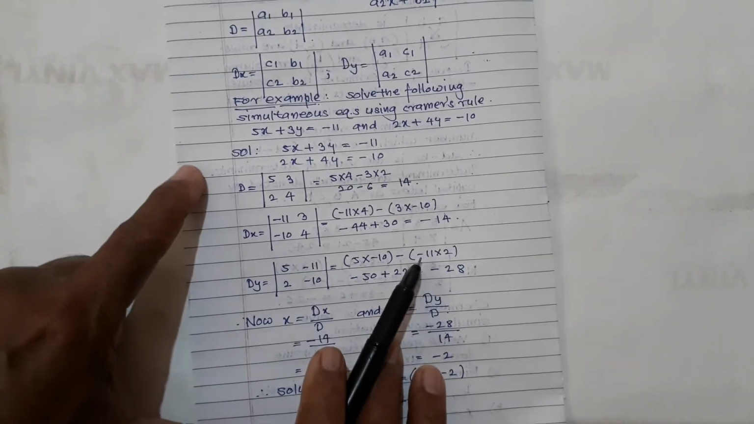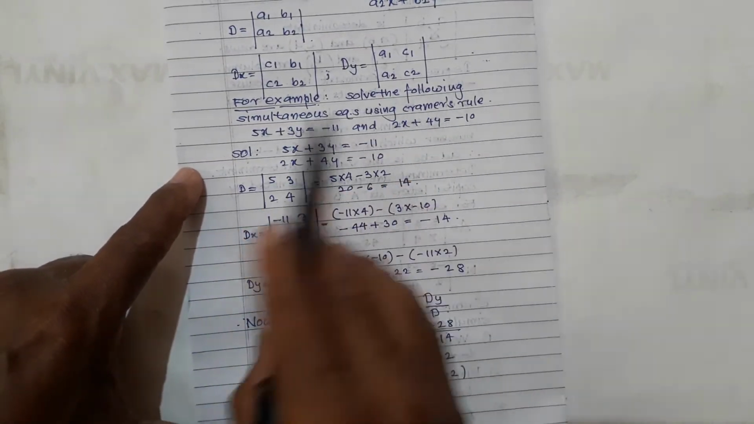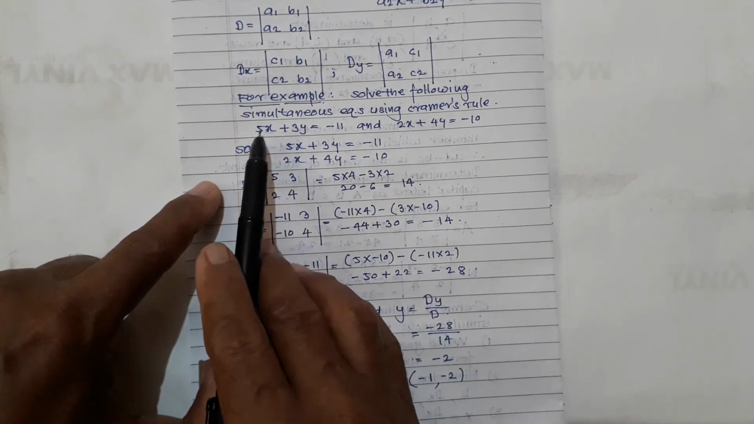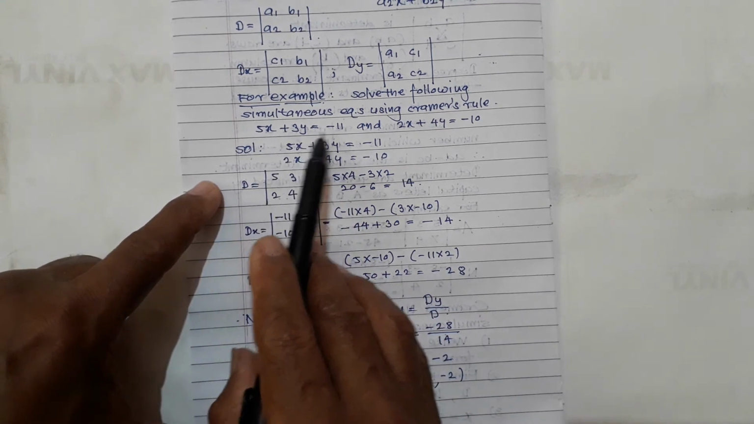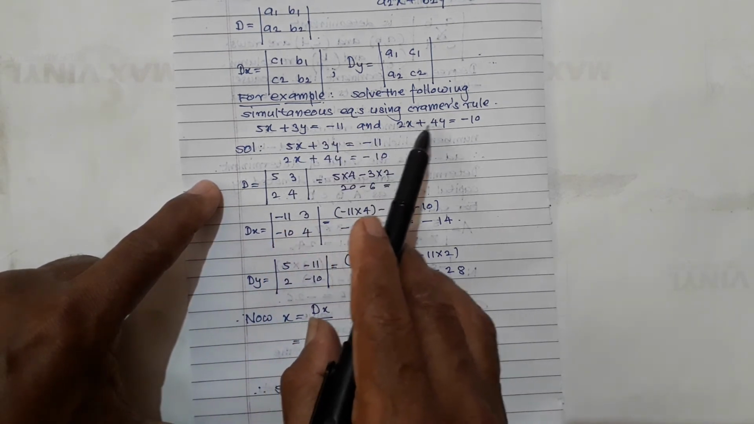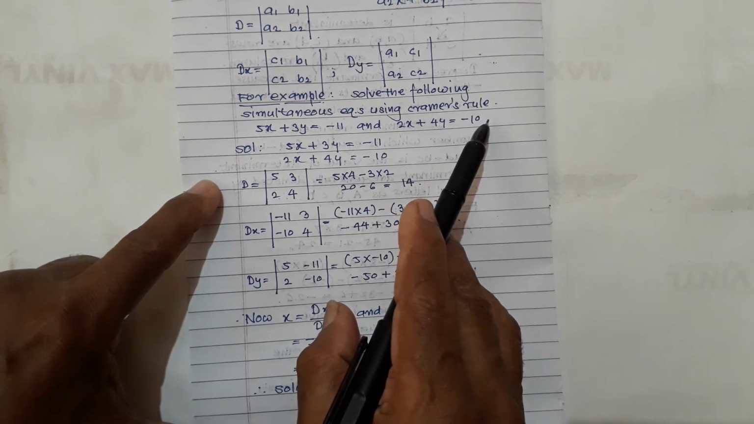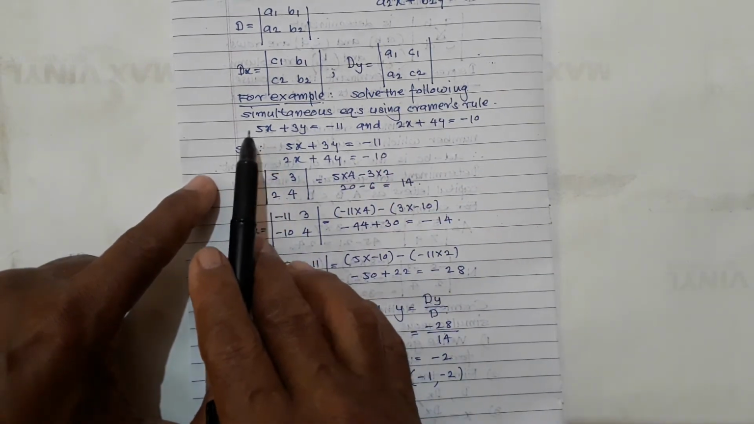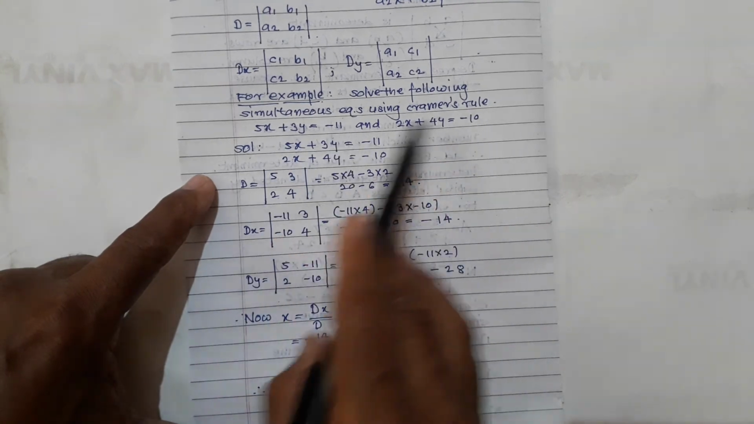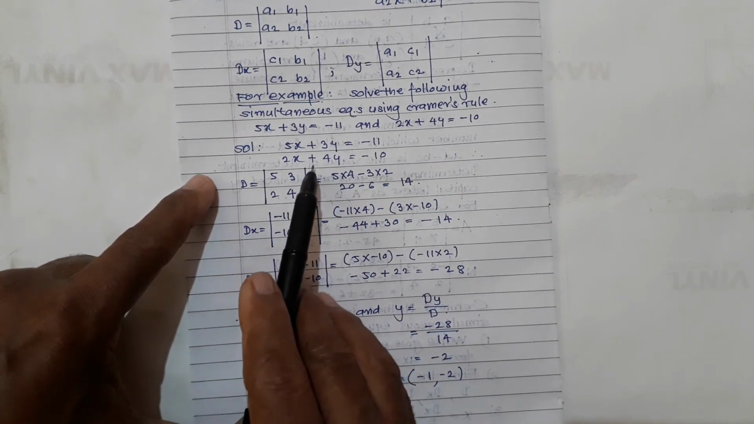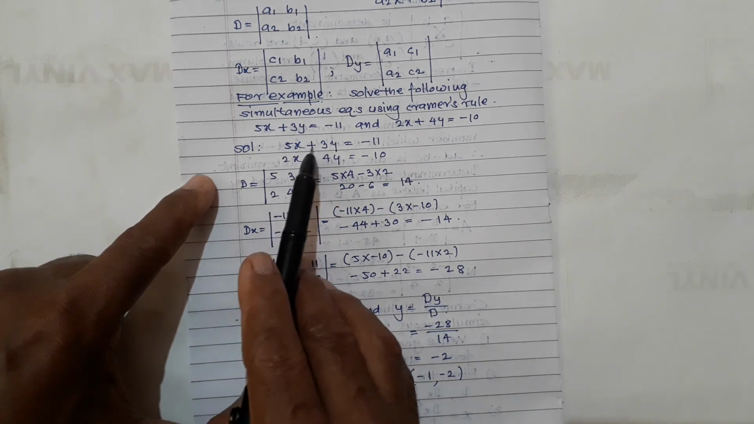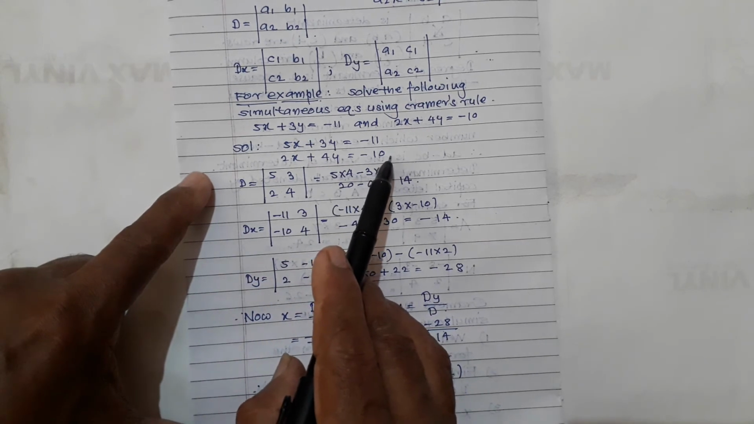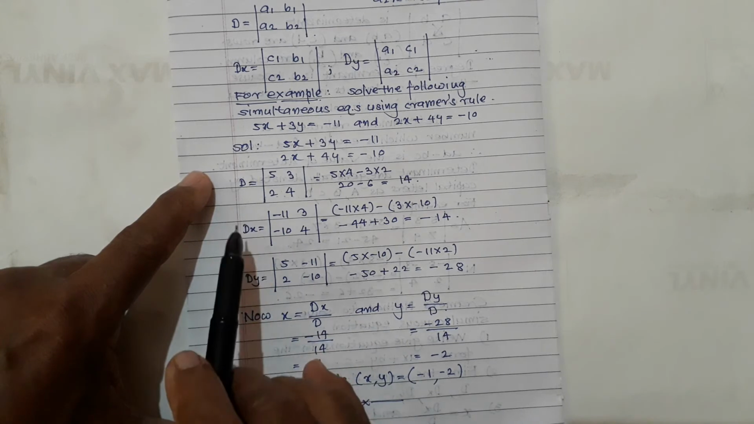Okay, for example, solve the following simultaneous equations using Cramer's rule. The equations are given in this way: 5x plus 3y is equal to minus 11, and 2x plus 4y is equal to minus 10. Now the solution. First you write down the equations in the form given, below each other: 5x plus 3y is equal to minus 11, 2x plus 4y is equal to minus 10. Then start finding Dx and Dy.